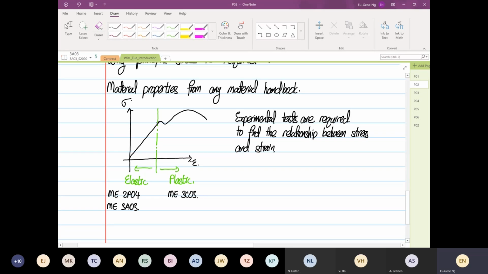So what you can see over here is at this point, we will call it our yield strength. And this point over here is our ultimate strength. And over here, as usual, this is our failure. And then the gradient over here is our Young's modulus.